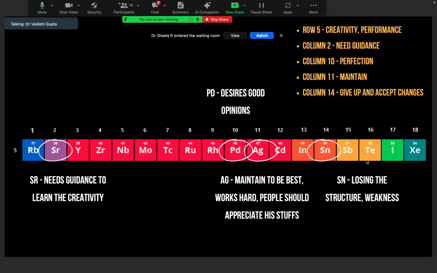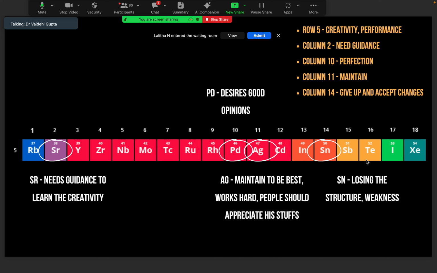Column 10, they don't want any sort of criticism. They desire good opinion. Nobody should criticize him, because it is column 10, the column of success. They are the ruler, so they don't want any sort of criticism. Silver, maintain to be best. 10 was success, 11 is to maintain. So he will do more hard work than getting success so that he can maintain that success. He will do more hard work to maintain that position, to maintain that rank. People should appreciate his stuff. He always wants that people should appreciate his new car, his new house.